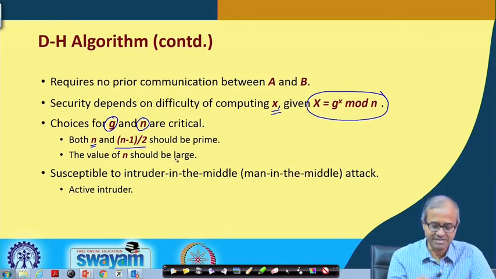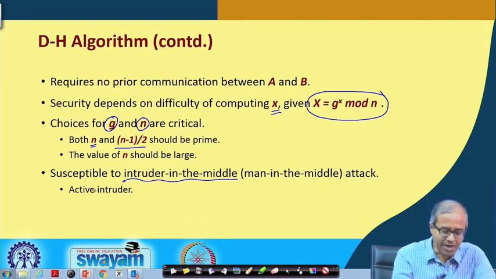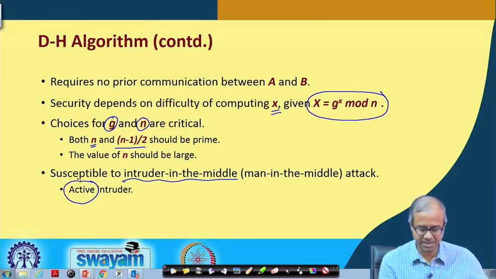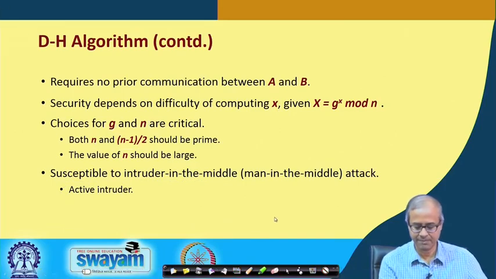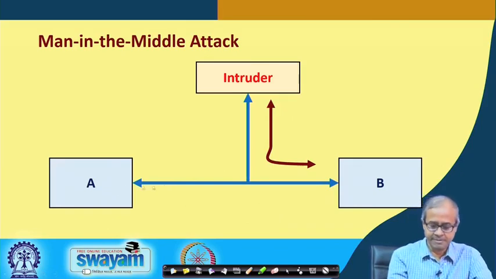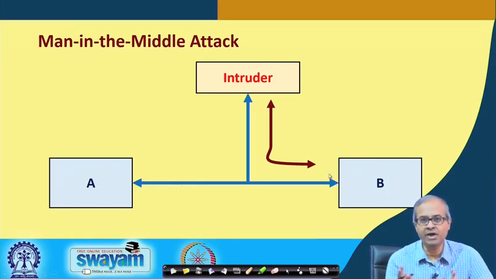But one problem here is the man in the middle attack, or intruder in the middle attack, where there is an active intruder. Here Diffie-Hellman key exchange might mislead itself. I am just telling you the basic idea. Think of a scenario like this. A and B are sharing a communication channel, and there is an intruder who has been looking at the message exchanges and has understood what kind of message exchanges are going on.